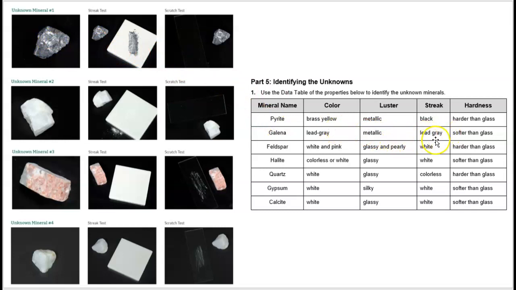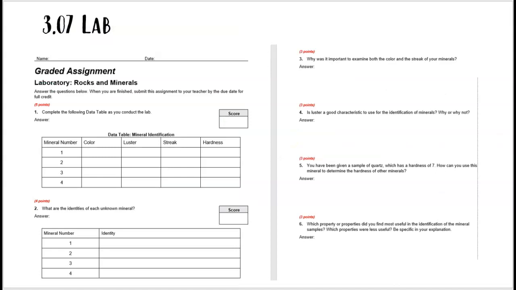The streak is lead gray, and that's what we see over here when we take a look at the streak test. And it is softer than glass. And so when we look at the streak test, the mineral was not able to make a scratch on this glass surface. So yes, it is softer than glass. And then that tells you that galena is the identity of the first unknown mineral. So for mineral number 1, you could write galena.